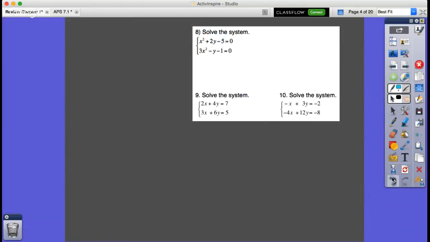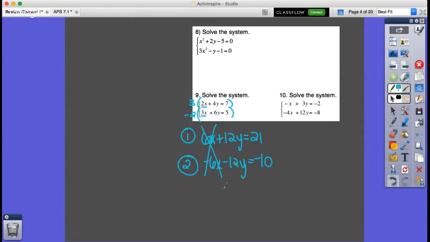All right, let's go to our next one, number 9. Number 9 is one, again, where we could possibly do one of 2 things. I could use elimination or substitution. I see elimination much easier than substitution, where I can multiply the values to get the x's to where they're the same number but different signs. So once I multiply top by 3, I can multiply the bottom by negative 2. So in equation 1, I get 6x plus 12y equals 21. And on equation 2, I get negative 6x minus 12y equals negative 10.